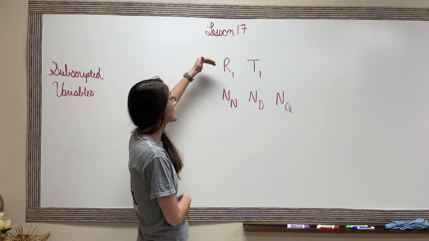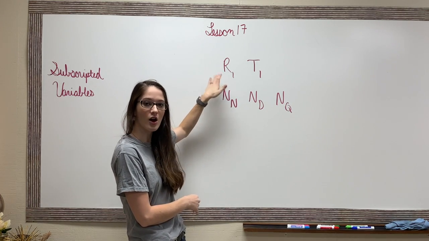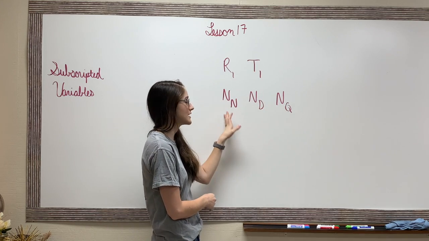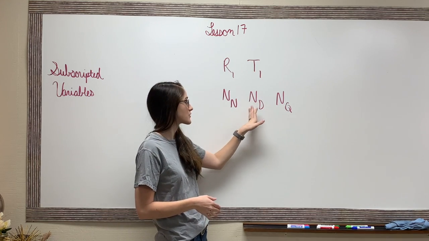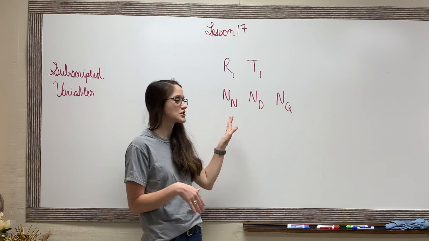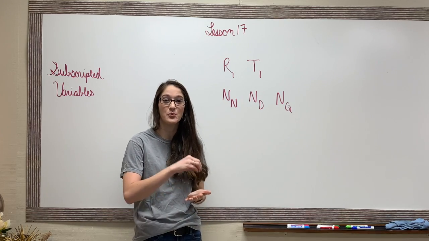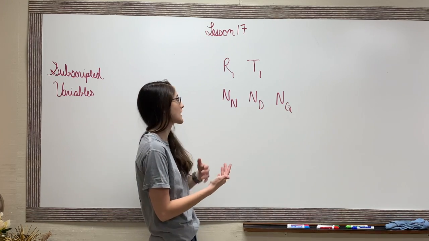what those look like. So subscripted variables are going to be things like R1, T1, N of N, number of nickels, number of dimes, number of quarters. It's situations where we don't want to just write N, D, and Q. We want to remember it's a number of nickels, a number of dimes.